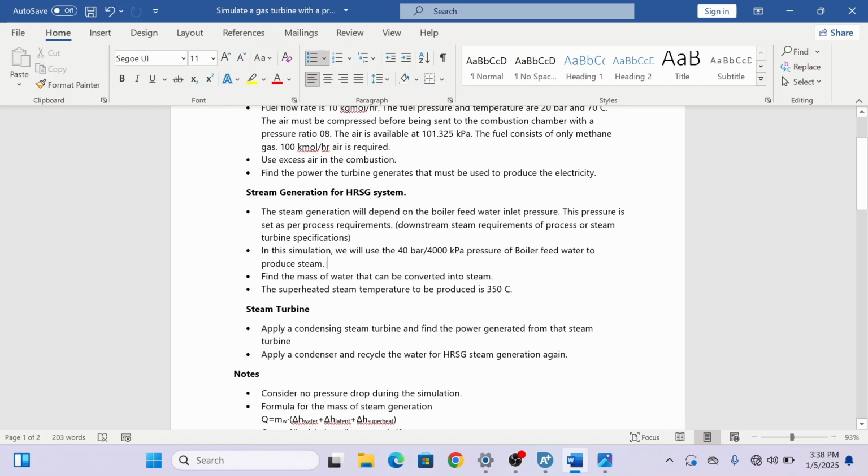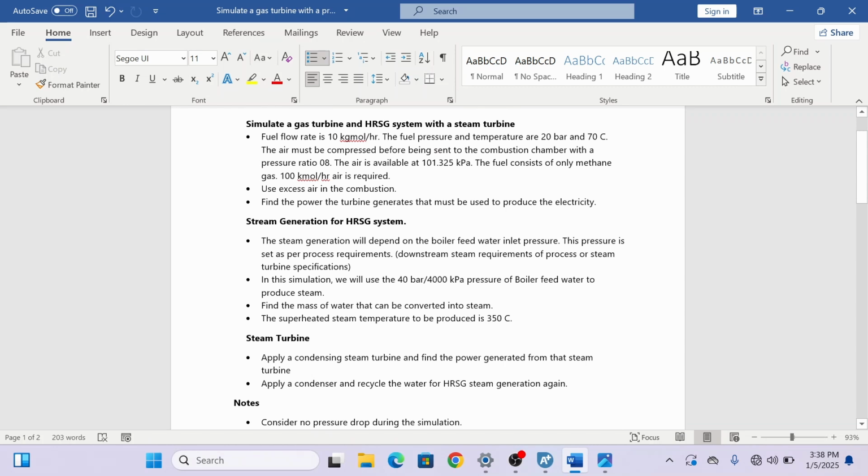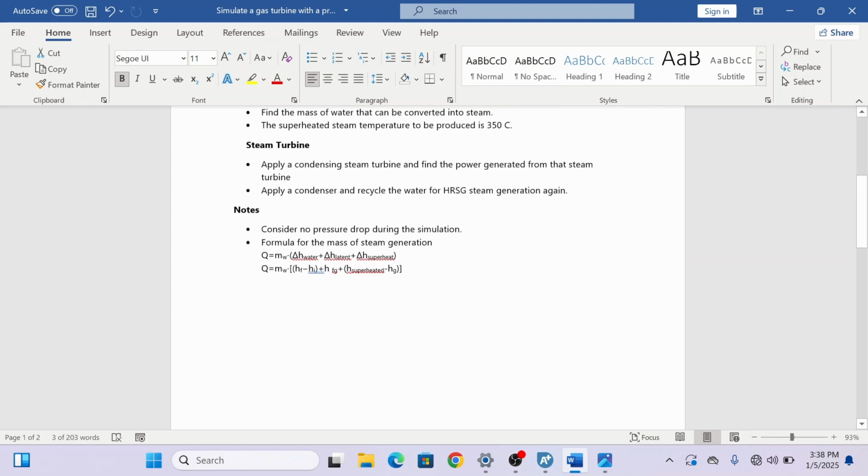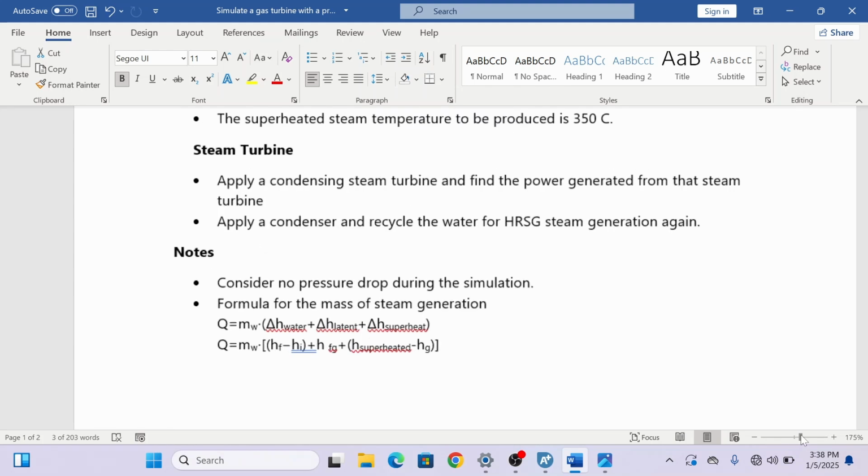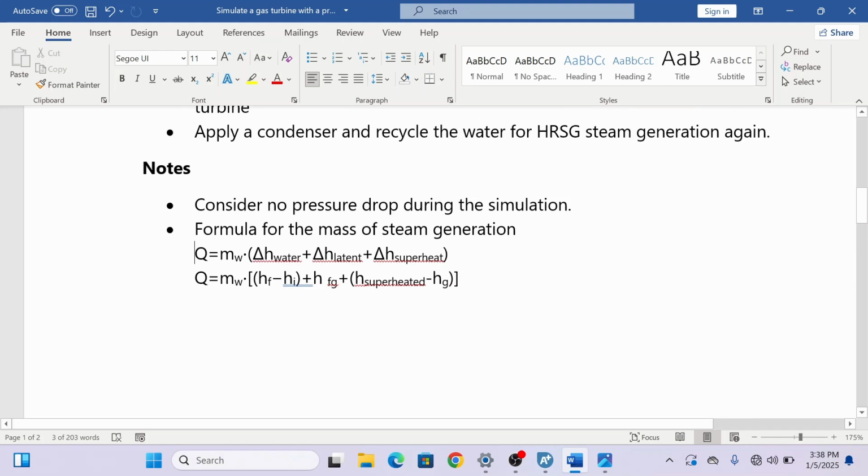After this, one thing is how we will find the mass of water that can be converted into steam from the amount of heat that is produced from this gas turbine. For this, this is the formula. Here you can see the formula: this is the amount of heat, this is the mass of water we want to find, and this is the heat.